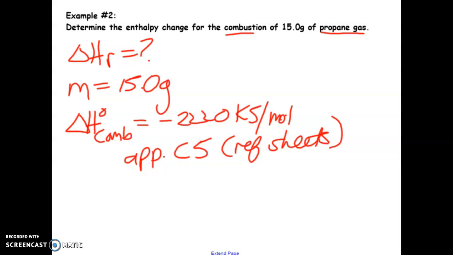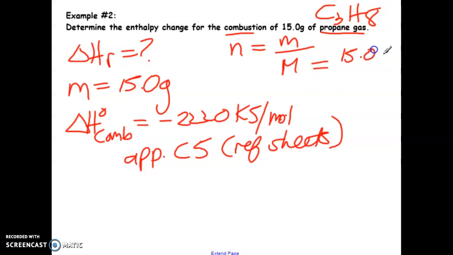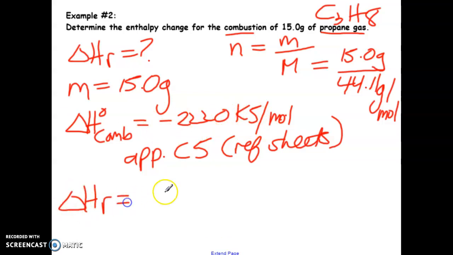Okay, so really, we have to convert this into moles, right? So moles is mass over the molar mass. So propane is C3H8. So for our mole value, it's going to be 15 grams over 3 carbons plus 8 hydrogens, 44.11 grams per mole. Okay, and we have our delta H, that's our molar enthalpy. So delta HR is going to be my moles times delta H for the molar enthalpy of combustion.